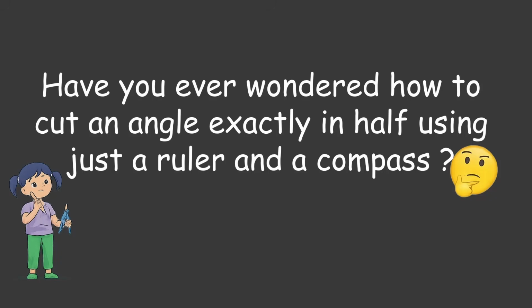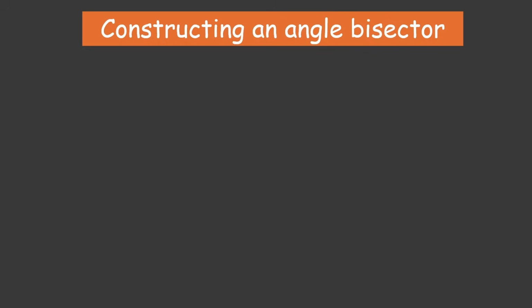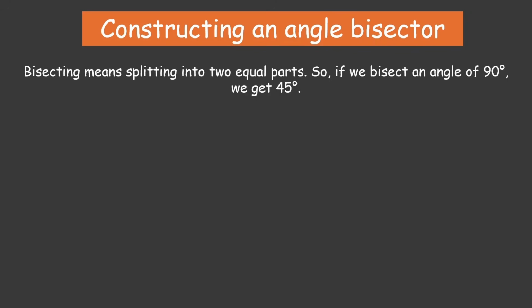Have you ever wondered how to cut an angle exactly in half using just a ruler and a compass? Let us see how. Constructing an angle bisector. Bisecting means splitting into two equal parts. So let's say if we bisect an angle of 90 degrees, we get two angles of 45 degrees each.